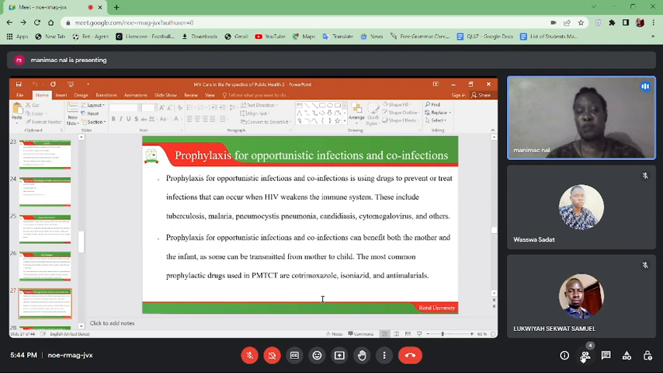So the most common prophylactic drugs used in the prevention of mother to child transmission, we have cotrimoxazole and so many other drugs. So you may help me with those drugs. But we use those kinds of drugs, it helps us so much to prevent mothers from transmitting the virus to their kids.